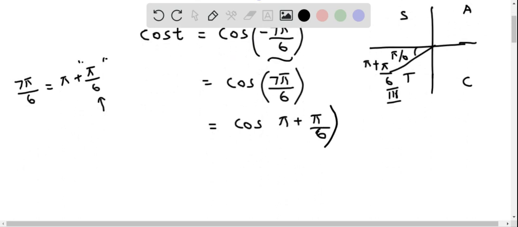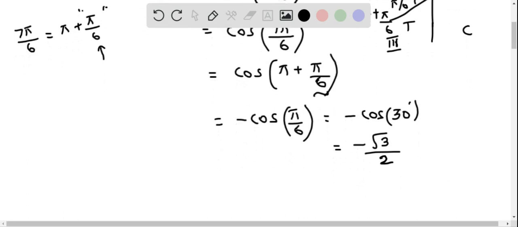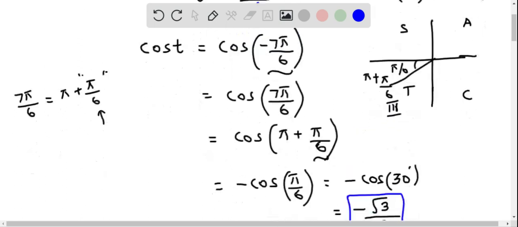Since we determined that this angle lies in quadrant 3, we put this as negative of cosine of the reference angle. The reference angle here is pi over 6. And this equals negative of cosine of 30 degrees. This is a standard value, and we can write this as negative of root 3 over 2. So this is the value of the trigonometric expression cosine of negative 7 pi over 6.